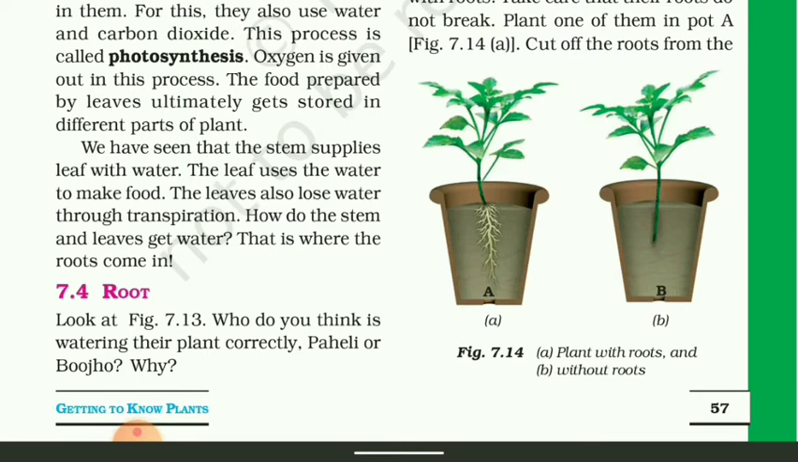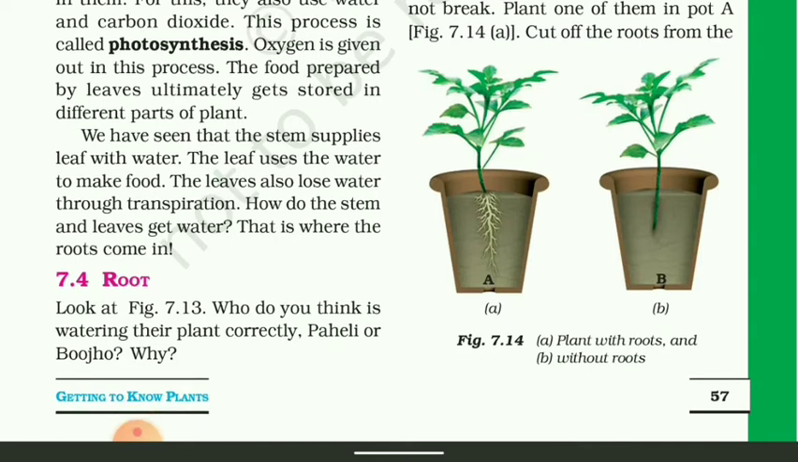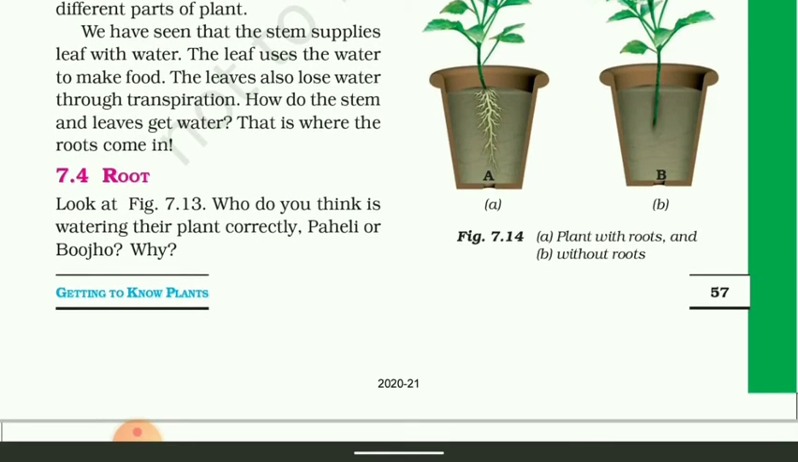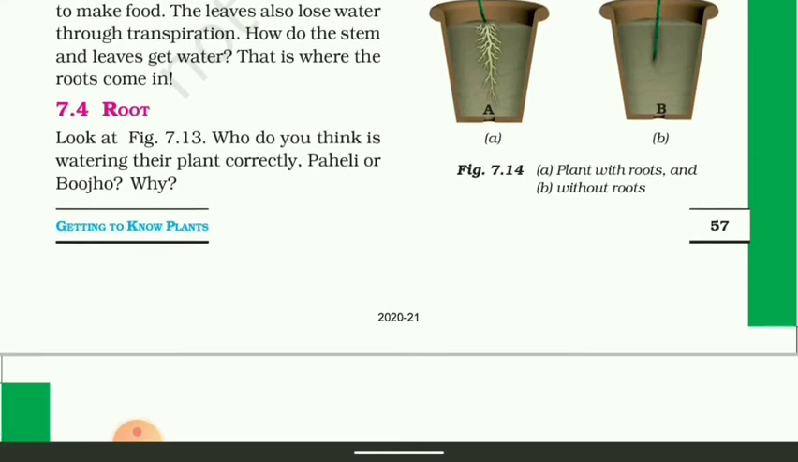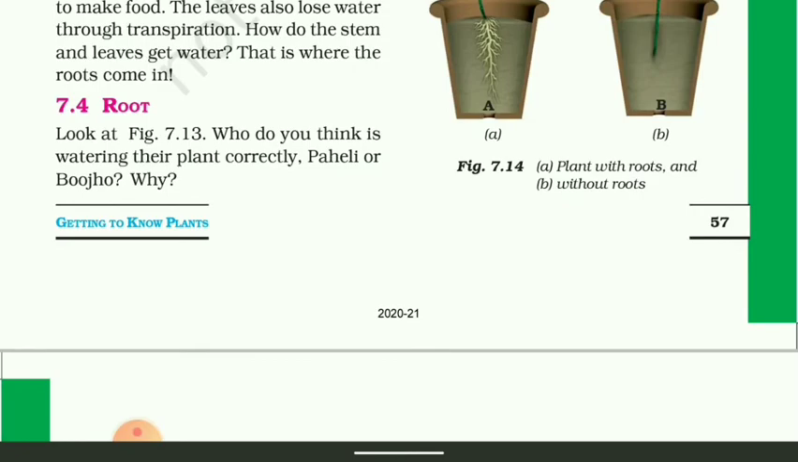The leaves also lose water through transpiration. How do the stem and leaves get water? That is where the roots come in. Root. Look at figure 7.13. Who do you think is watering their plant correctly, Paheli or Bujo? Why?